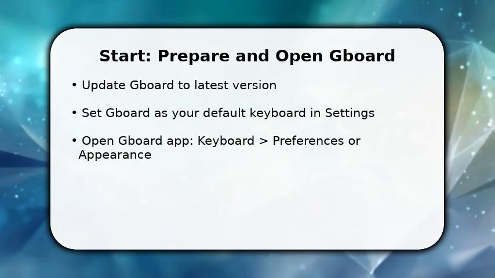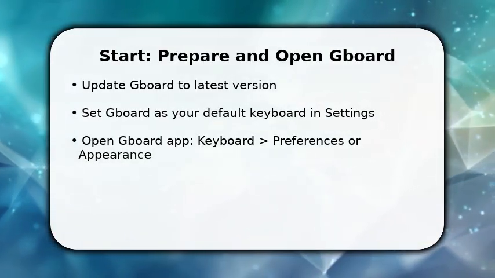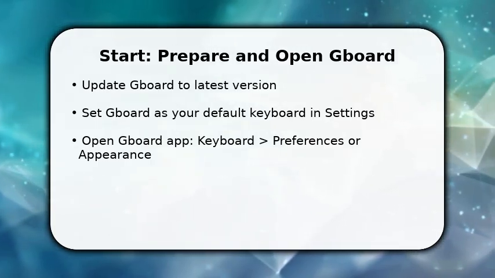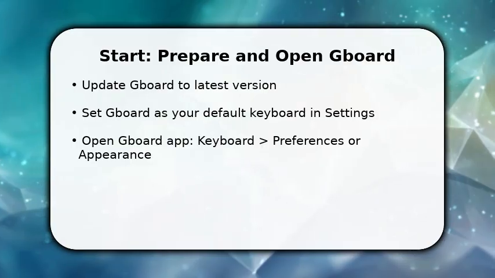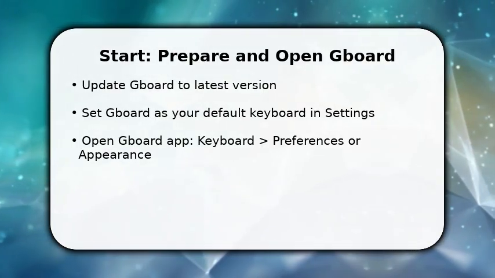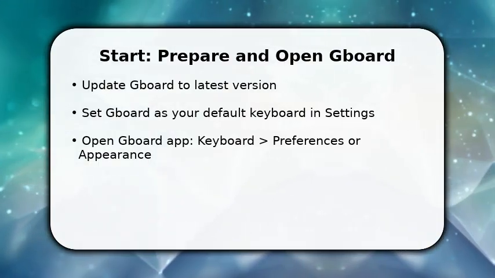You're going to change which emoji set Gboard sends. First, update the app and make Gboard your active keyboard so settings apply. Once done, open the Gboard app from your app drawer or open any text field and tap the keyboard gear icon. Make sure you're in the main Gboard settings screen, not device settings. These steps unlock the emoji options.